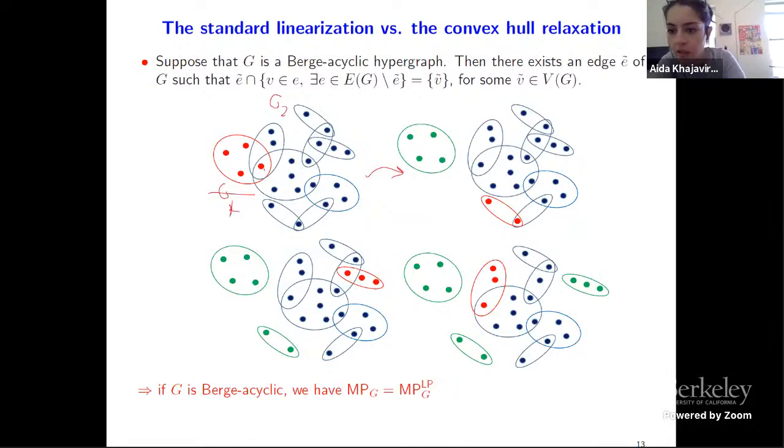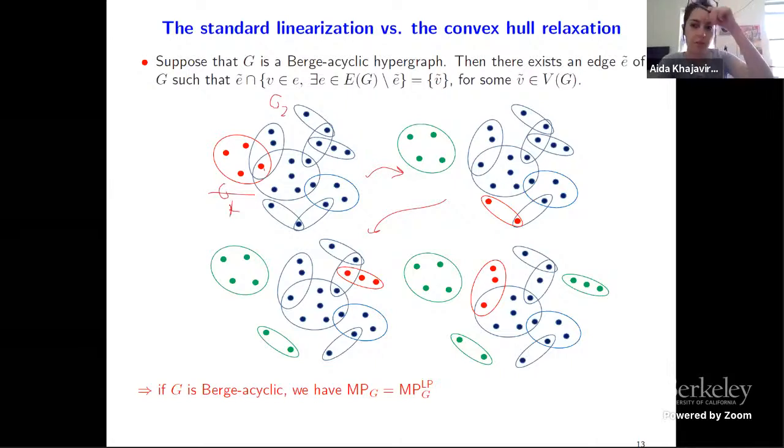Now the remaining itself is still Berge acyclic. So I can use the same argument recursively. I find the leaf, I use the decomposition argument, I keep doing this. At the end, my original hypergraph decomposes to a bunch of hypergraphs, each of which is just a single edge. Well, then I'm done because I know the convex hull of what a single edge is. Exactly, that's what the standard linearization does. So by this argument, I conclude that if the hypergraph is Berge acyclic, the standard linearization is the multilinear polytope.